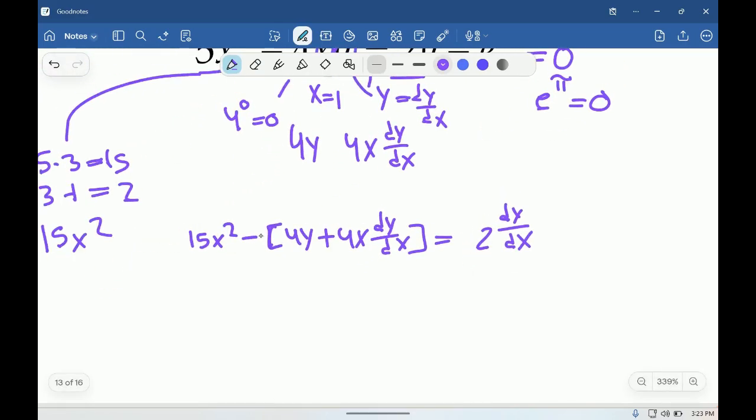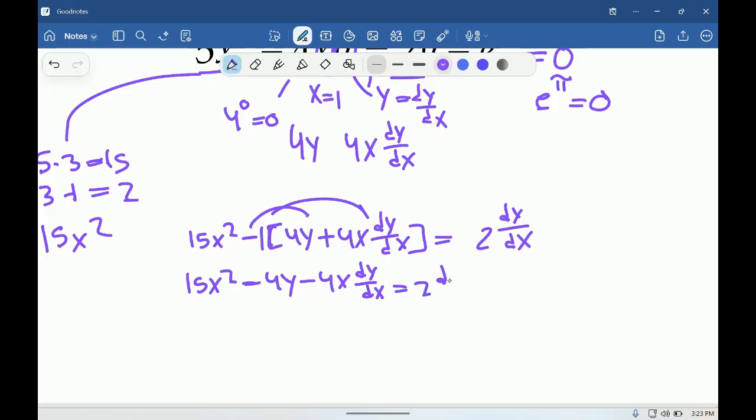Okay. And because we have a minus right here, we need to remember it's technically -1. We're going to want to distribute. It's going to look like 15x² minus 4y minus 4x dy/dx equals 2 dy/dx. And we're going to want to move like terms together. So we're going to want all the dy/dx on this side and everything else on this side.